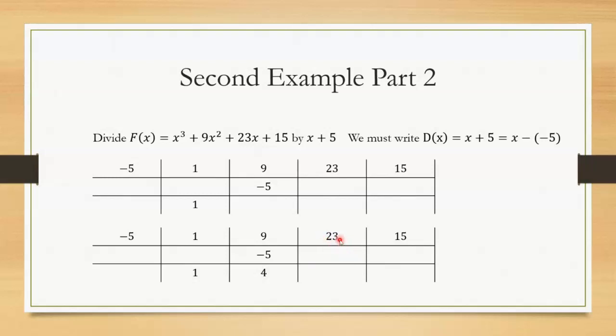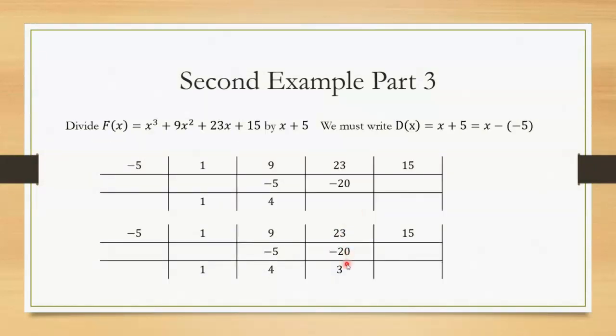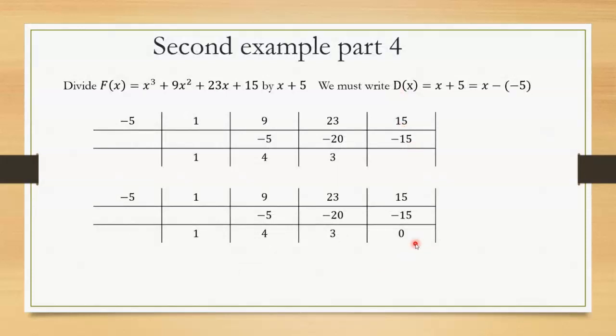Negative 20, then you add, and you're going to get 3 down here. So again, let me say it again. Negative 5 times 4, that's negative 20. That's what goes here. Then we add to get 3. Then finally, we have negative 5 times 3. That's negative 15, which goes here. And then you add, you get 0. Nothing after that, so we stop.